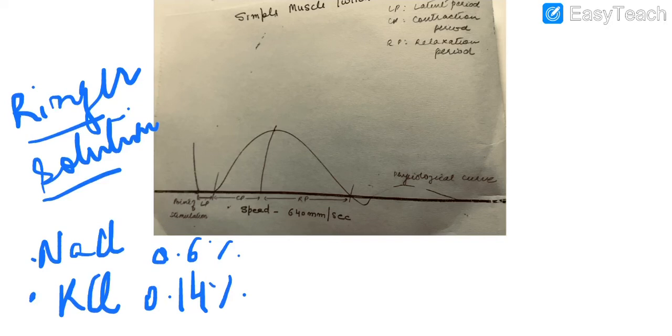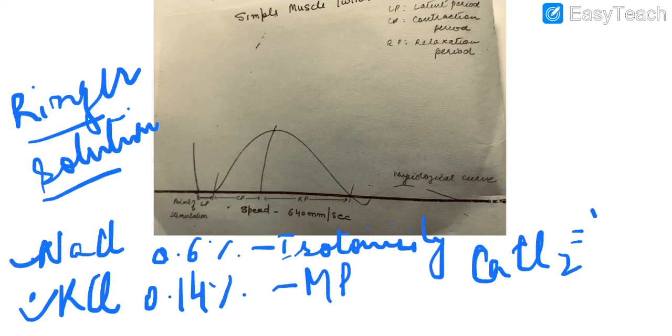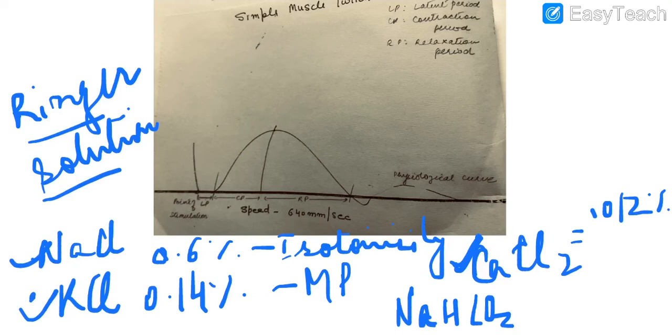So your answer should be yes, we can calculate the duration. How will you calculate? By default, in all these types of graph, the speed might be given, as in this diagram it's written 640 millimeter per second. If it is not given, then by default we always take the speed of the drum as 640 millimeter per second. If you know the speed of the movement of the graph, then just measure this distance and calculate the period accordingly for the contraction, for the relaxation, as well as for the latent period.